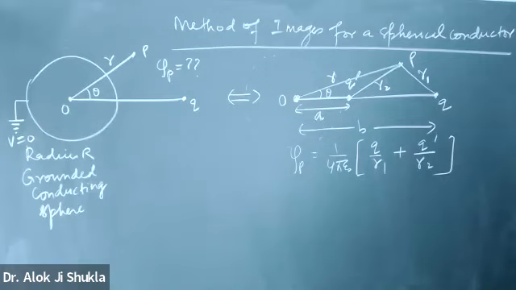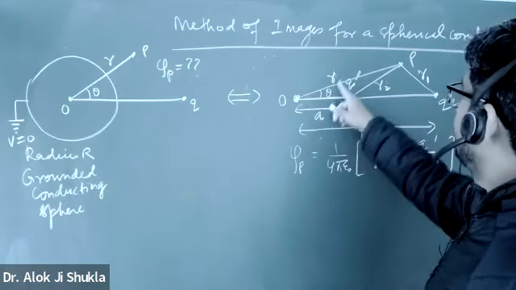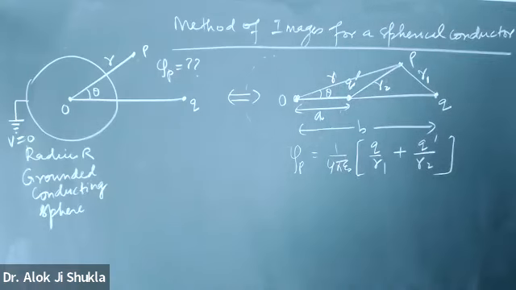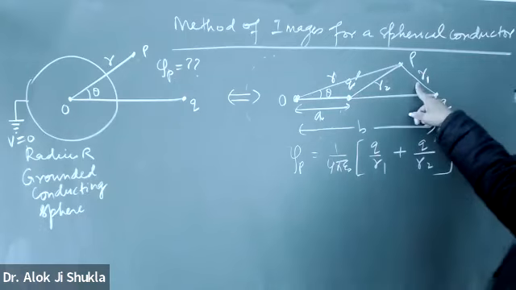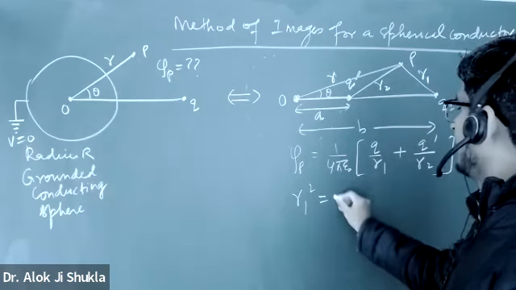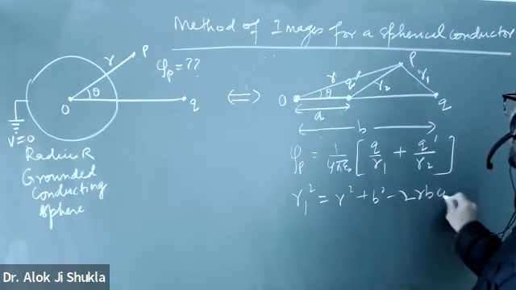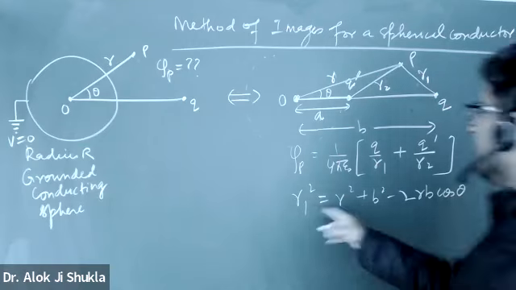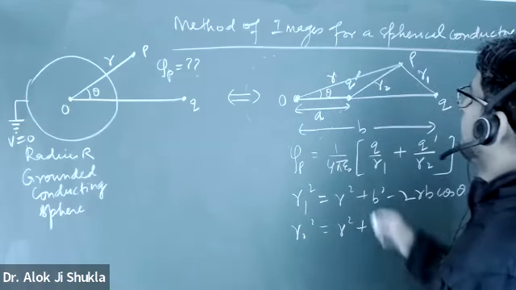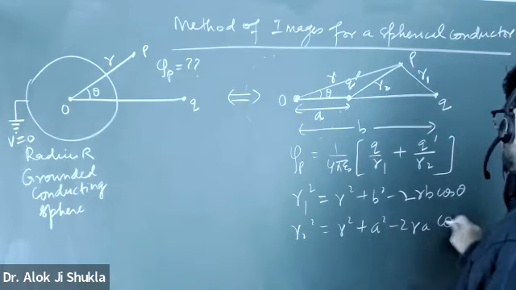Correct? So to get the value of R1 and R2, apply the cosine law. In this triangle, R1 square will be equal to R square plus B square minus 2RB cos theta. So we got R1 from here. R2 square is R square plus A square minus 2RA cos theta.